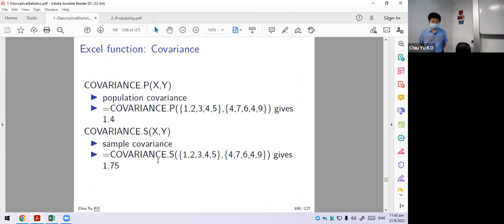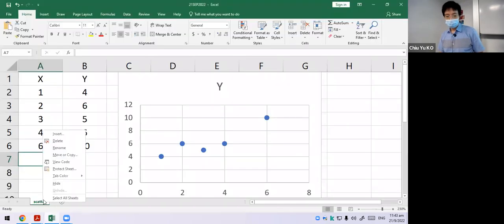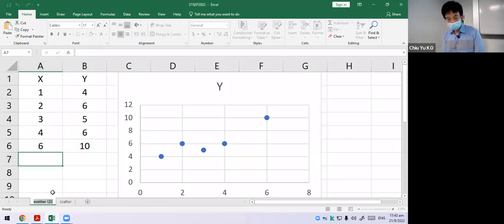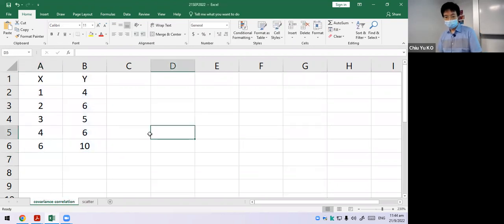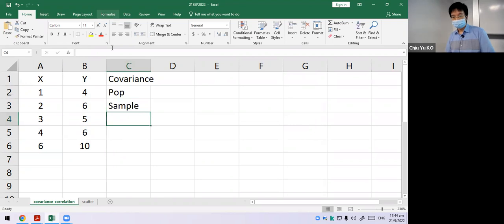covariance.P and covariance.S as a population covariance and sample covariance. And then I will have a correlation. Okay. So that's what we do. I will copy this one because I will be doing this covariance and correlation. Okay. So I just take away this chart, no longer useful for us. So we have covariance, okay, with a population version and the sample version.